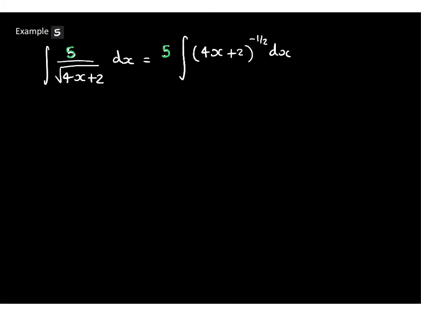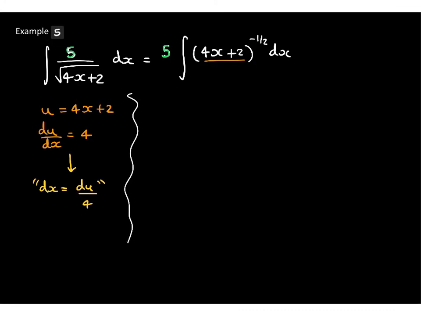Now identify your inner function. Here it is. u equals 4x plus 2. Differentiate. du by dx is equal to 4. And then we're going to do our faux rearrangement. dx is equal to du over 4. So from here, let's start doing the actual substitution. Make a little bit of space here.